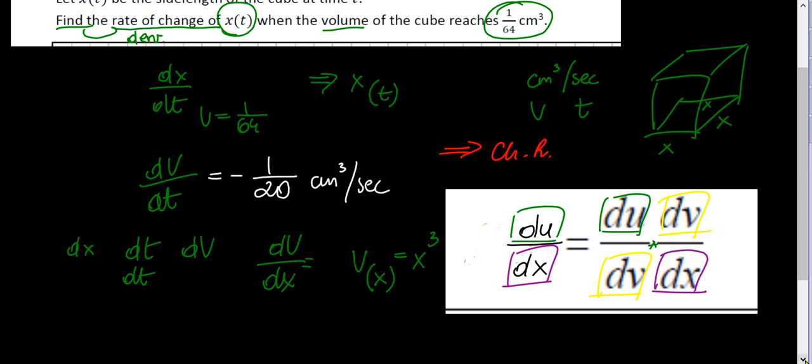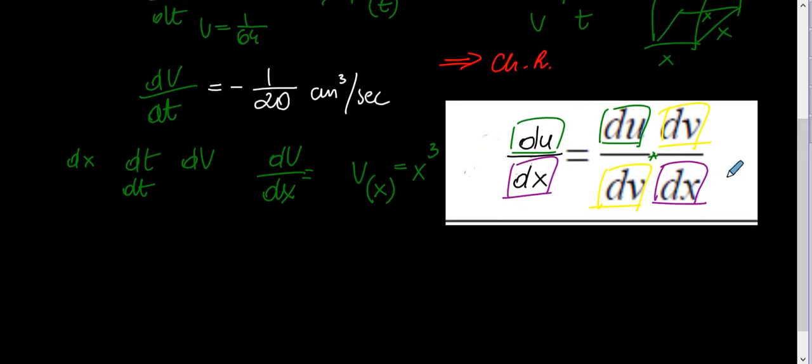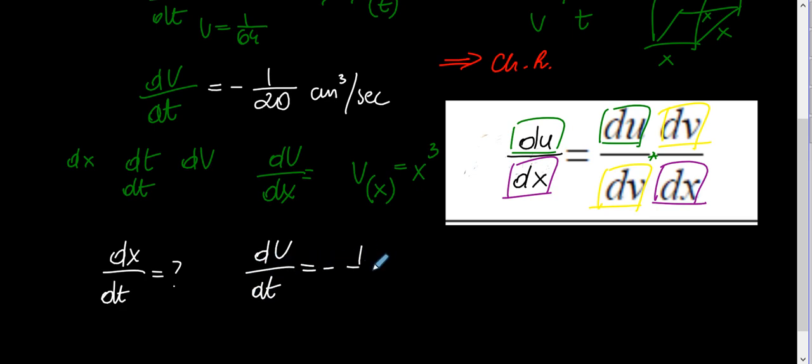Now, the next thing we have to do is to create the derivative itself. How do we create it? Let me write out again our elements. dx dt is the one we are looking for. dv dt is given to us, which is minus 1 over 20. And derivative of that, dv dx, how do we find it? That's a very simple derivative. That's our application of x to the power of n. That becomes nx n minus 1.